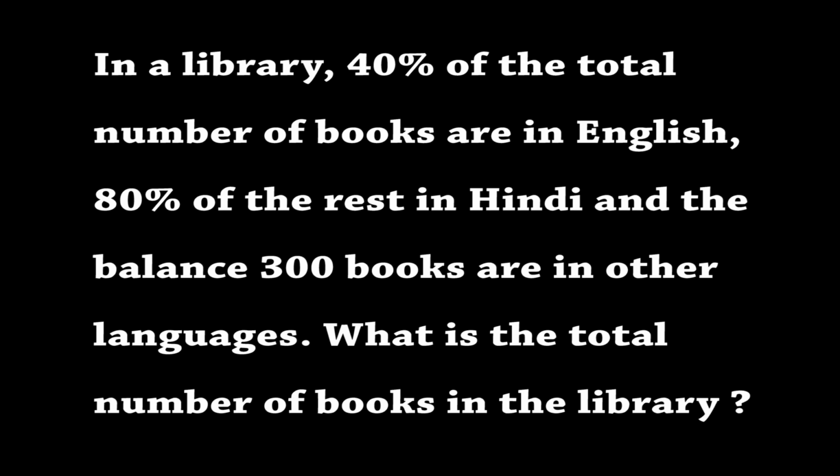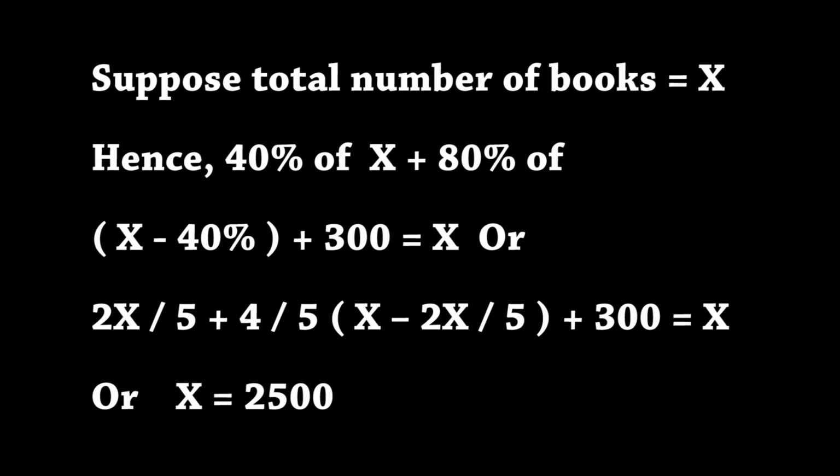Next question. In a library, 40% of the total number of books are in English, 80% of the rest are in Hindi, and the balance 300 books are in other languages. What is the total number of books in the library? Solution. Suppose total number of books equals X. Hence, 40% of X plus 80% of X minus 40% plus 300 is equal to X, or 2X divided by 5 plus 4 upon 5X minus 2X upon 5 plus 300 is equal to X, or X is equal to 2500.